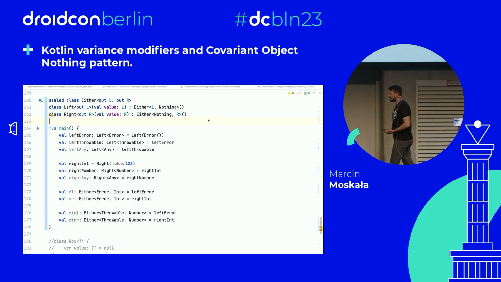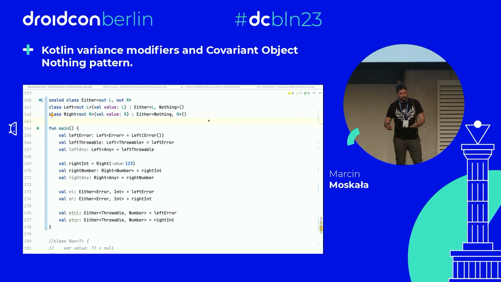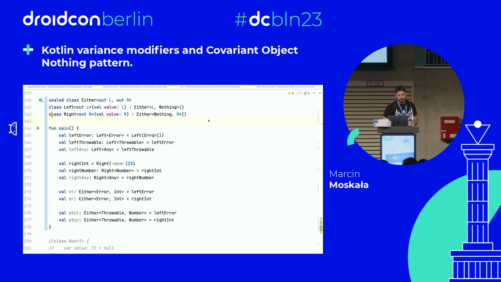Only with this covariance and the Nothing type can you create Left without specifying the Right type, or Right without specifying the Left type. And only then, Left, which is of type Error, can be used both as Either of Error and Int, as well as, I don't know, Error and String or whatever else. I hope you see the idea. It's more or less the same idea as before, but a bit more general. And this is a pattern that I call the covariant Nothing class. OK.